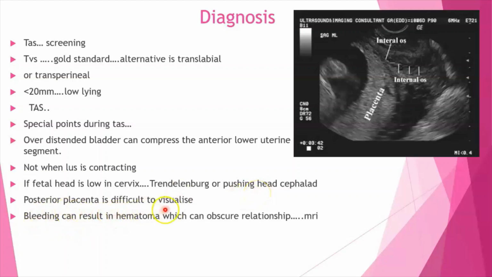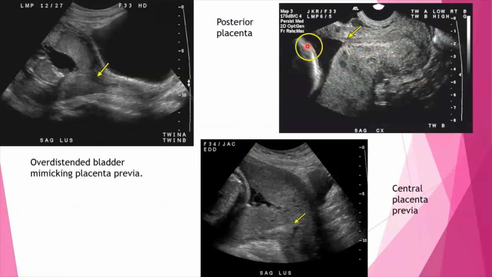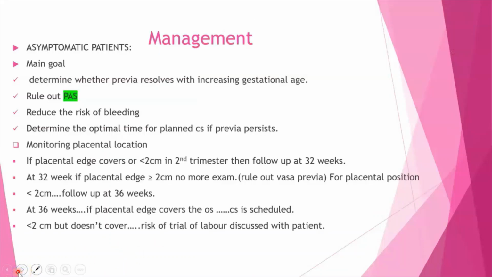Posterior placenta is difficult to visualize even in TVS. See friends, as you can see in this picture, this is posterior placenta which is just touching the internal wall. It is not covering. And this is central placenta previa. What is central placenta previa? When the anterior and posterior margins of the placenta are equidistant from the internal os.